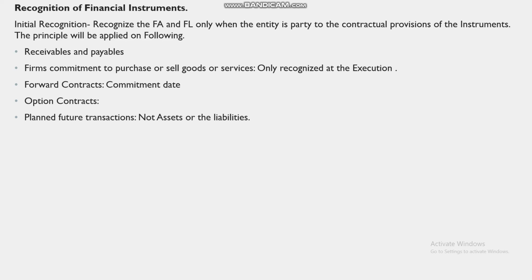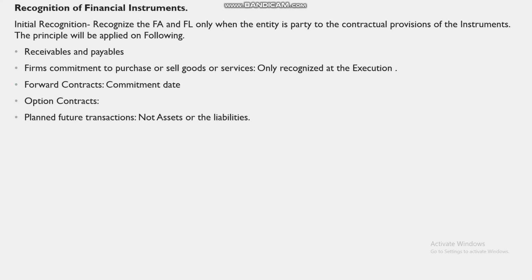This principle we are going to apply to the following: receivables and payables. For receivables and payables, if it is the contractual party only, then we are going to consider it. Then a firm's commitment to purchase or sell goods or services. This one we should recognize only at the execution of the contract. A firm's commitment is nothing but the contract. Only when it is executed are we going to recognize it. Before execution of this particular contract, we should not treat it as a financial liability or financial asset. So only at the execution can we decide it as a liability or a financial asset, correct?